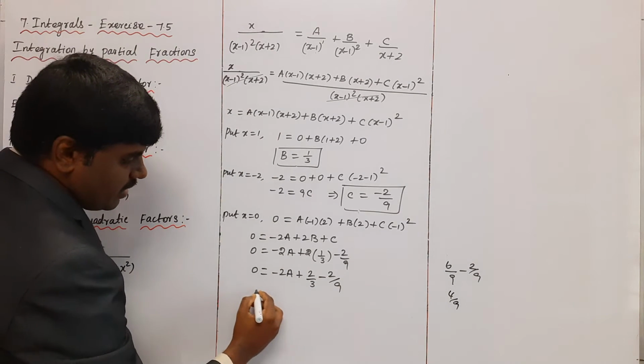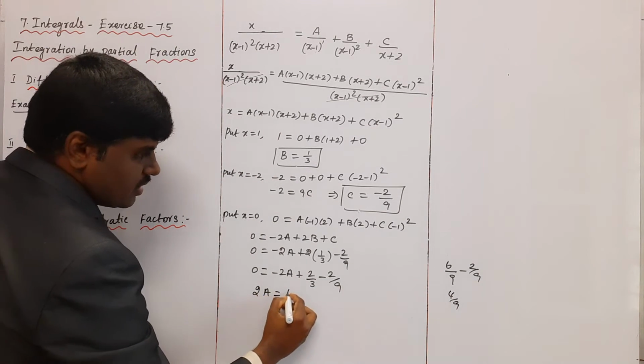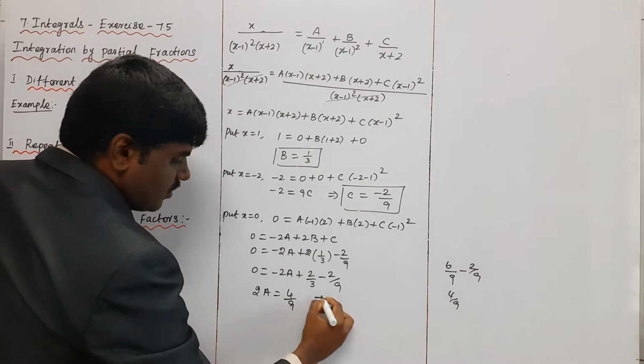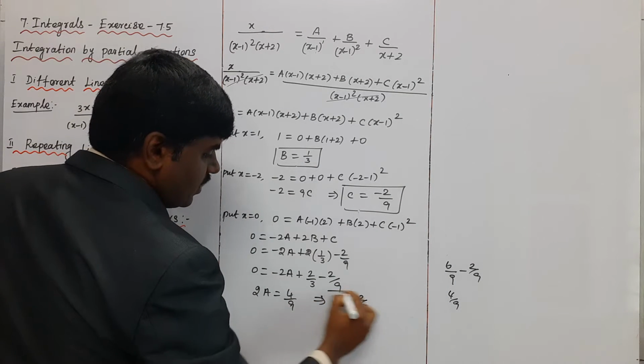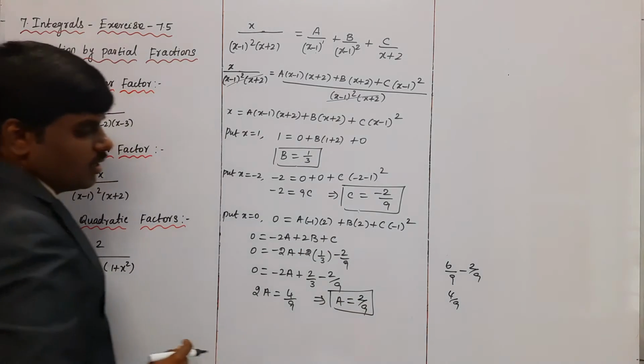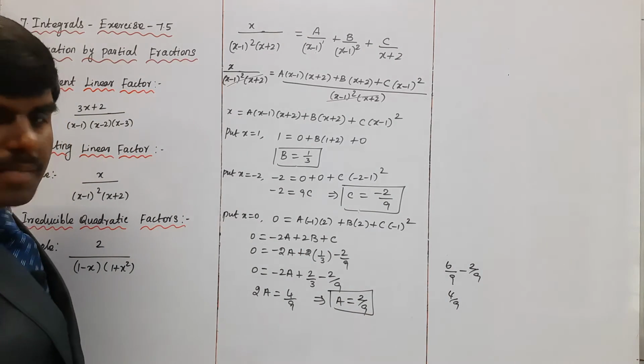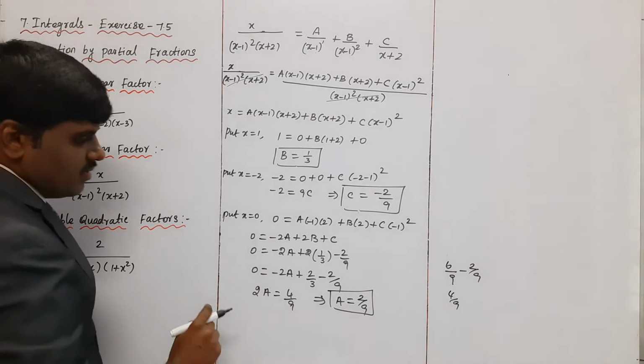Just simplify. Over here 2a is equal to what's the value? 4 by 9. So what is the conclusion? A is equal to 2 by 9. That's the value. Yes, clear? A is equal to 2 by 9. So in the same way, I find out the other values.